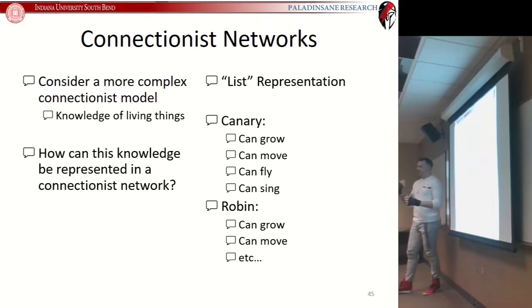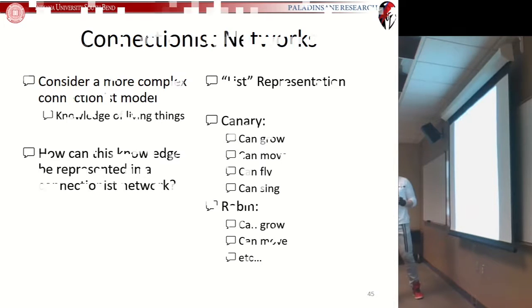So how could this knowledge that we definitely have be represented in this connectionist network? This one's going to get a little bit more complicated, but just to give you an idea of what this could look like. You would have the concept level here. This is almost like the input level.